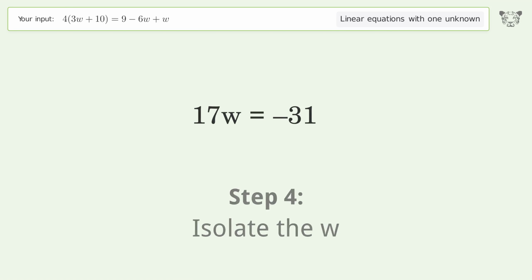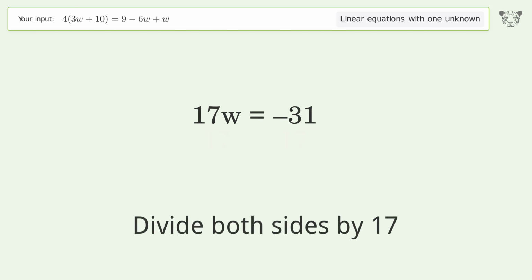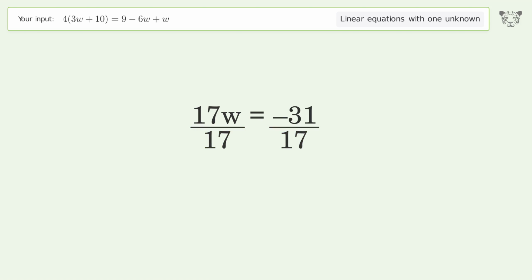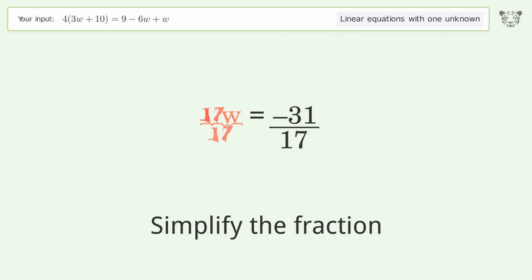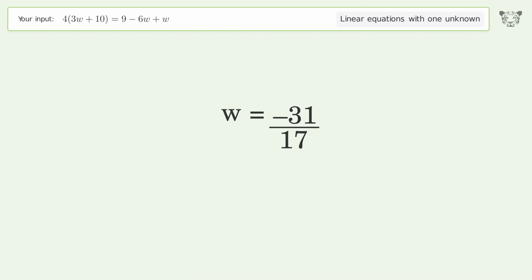Isolate the w. Divide both sides by 17. Simplify the fraction. And so the final result is w equals -31/17.